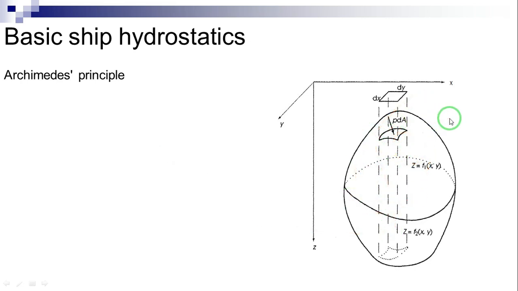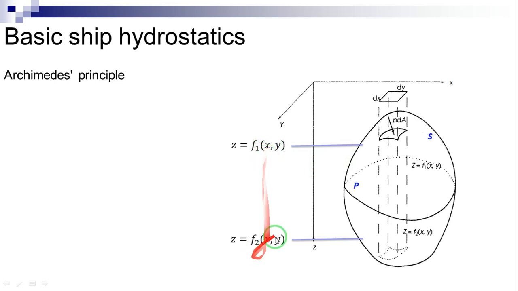Let the surface of the body be S, and let P be the horizontal plane that cuts in S the largest contour as shown here. The plane P divides the surface S into two surfaces, S1 situated above P and S2 under P. We assume that S1 is defined by Z equals F1 as a function of XY and S2 by this equation.